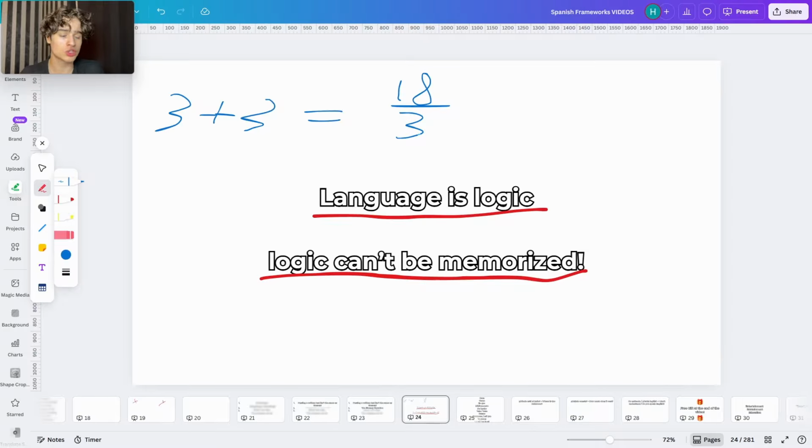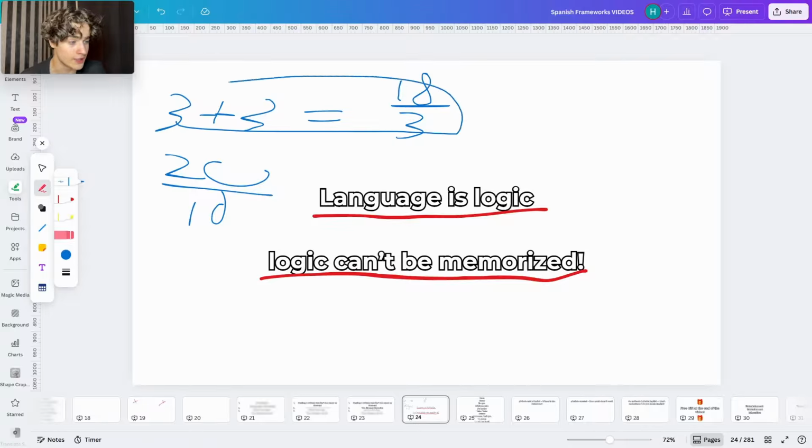And so think about how someone would tackle understanding this. Would they memorize that 6 equals 18 divided by 3, or would they try to understand what this division symbol means? The obvious issue with memorizing this is that the next time you get another example of division, like 20 divided by 10, you're not going to understand how to solve that, because you haven't understood the underlying logic behind why this is. That's why the question why is so important in terms of logic, in terms of language in general.